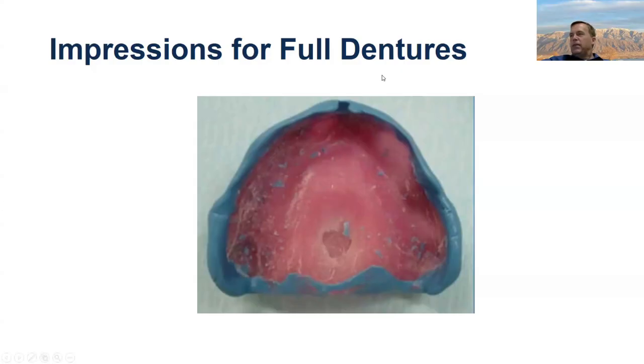So then paint this whole area with adhesive again, and then fill it in with light body if you can get away with it, because again, the lighter the impression material, the less viscous it is, the less it's going to push on the tissue and get a better result.